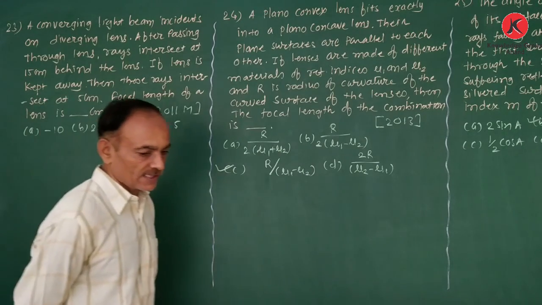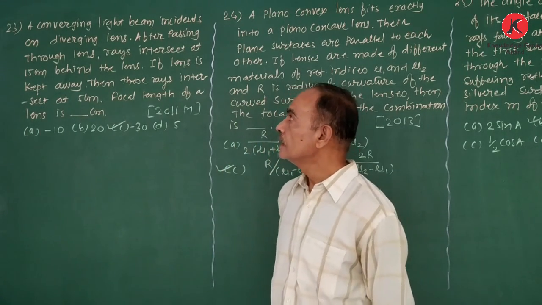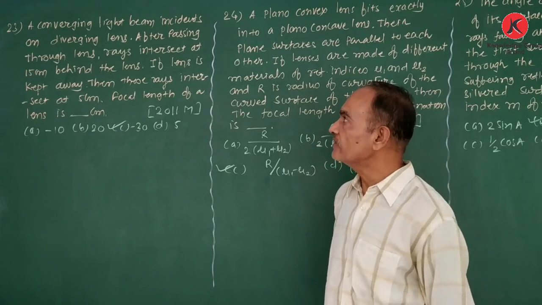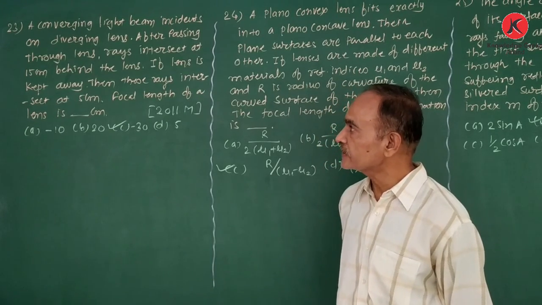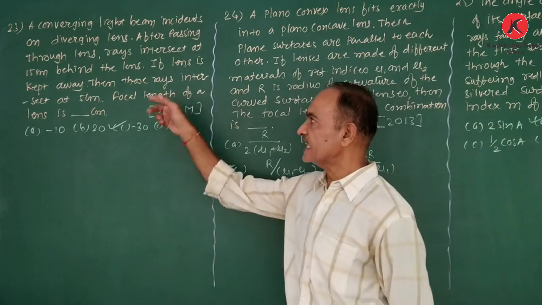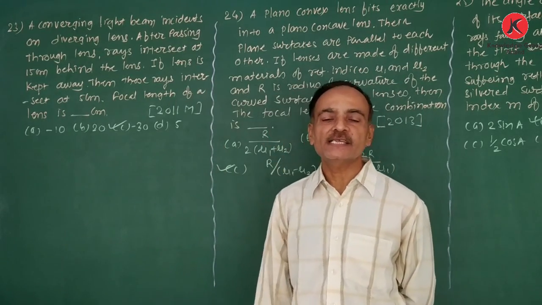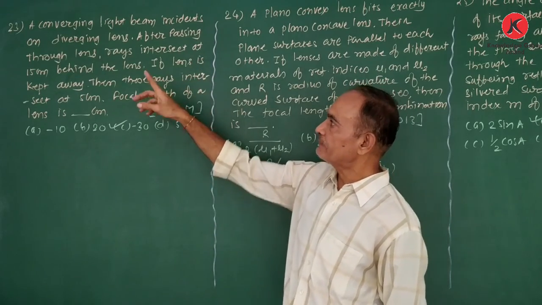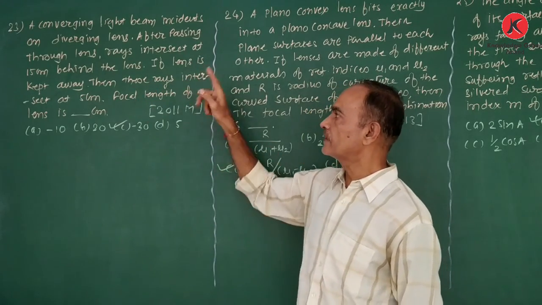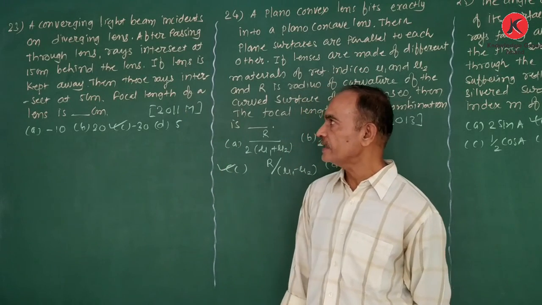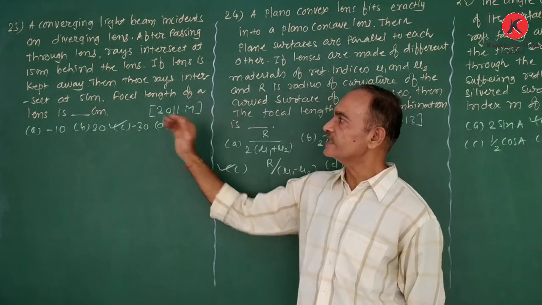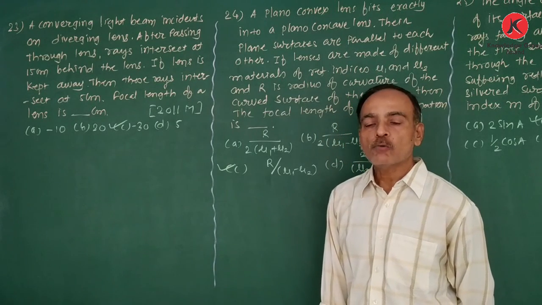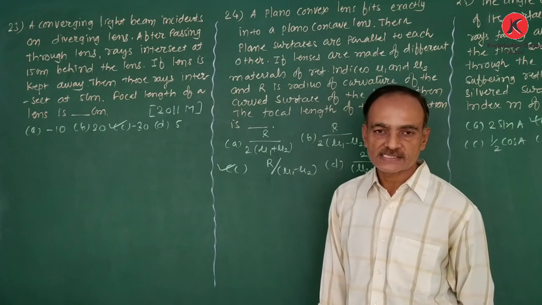Okay friends, now the new numerical. A converging light beam is incident on a diverging lens. After passing through the lens, the rays intersect at 15 cm behind the lens. If the lens is kept away, then these rays intersect at 5 cm. Now, what should be the focal length of this lens?